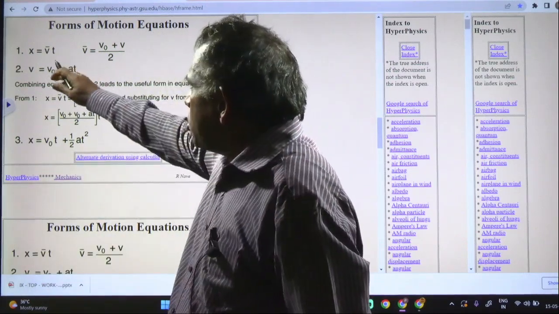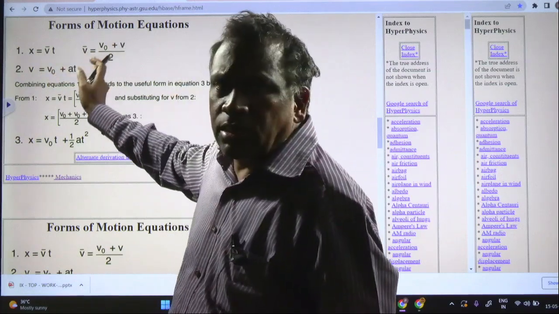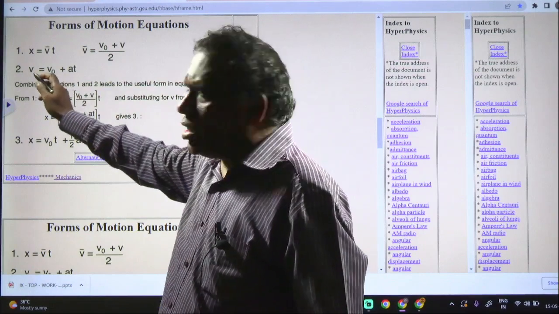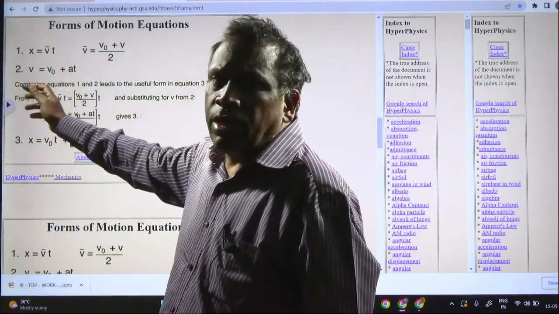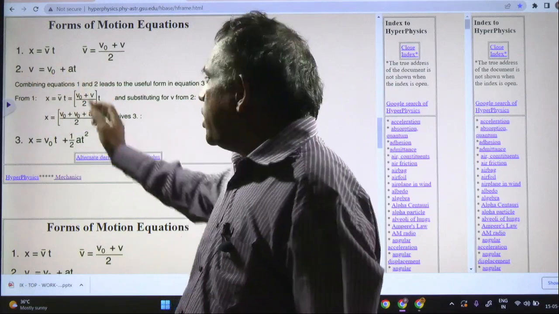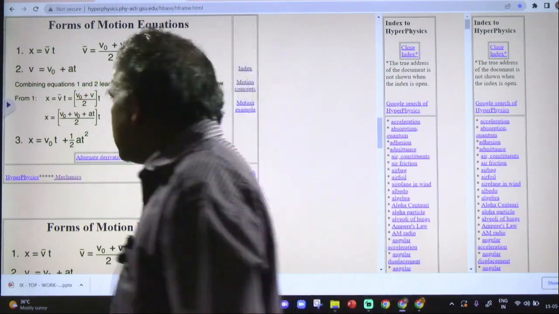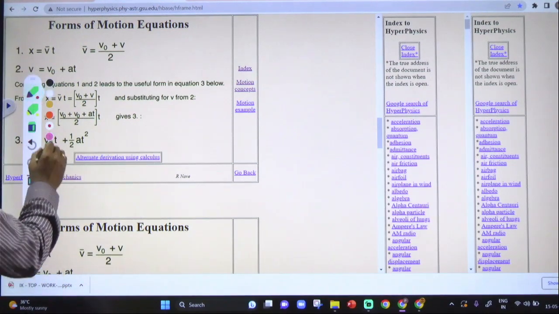The first point: displacement is equal to average velocity into time. Average velocity is initial velocity plus final velocity upon 2. The final velocity is v equal to v naught plus at, similar to v equal to u plus at. If you derive this, the displacement is equal to average velocity into time.